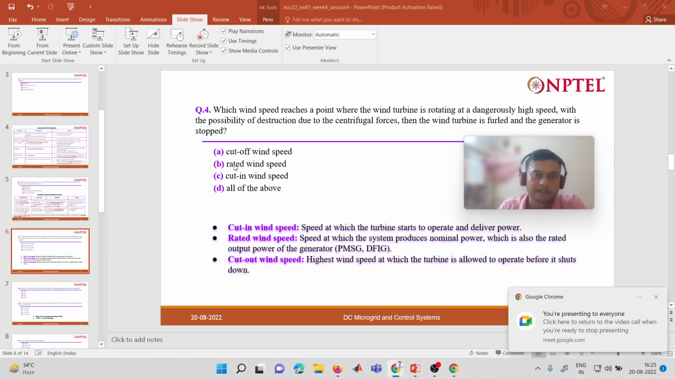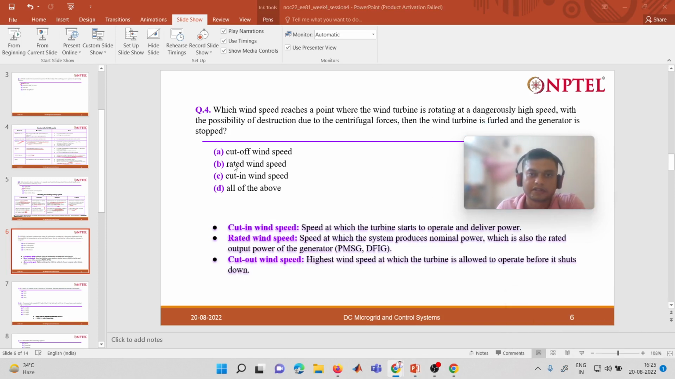So what will be the answer for this fourth number question? This asks about when the wind turbine stops after reaching that speed. Otherwise, if it runs at that speed, it may get damaged.